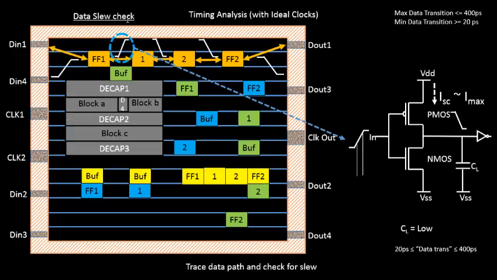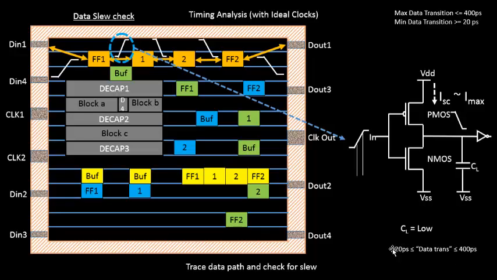Data slew check basically specifies the data transition check, the transition number, or the signal transition at the input and output of any of this logic. Whatever transition you see over here and at the output, we check whether they are within a minimal range, and we come up with some range. In this case, we have taken a range of 20 picoseconds to 400 picoseconds. There are advantages and disadvantages of having a very low transition and a very high transition. That's why the data transition is expected to be within a certain limit.